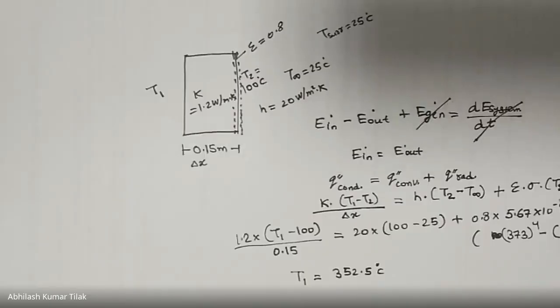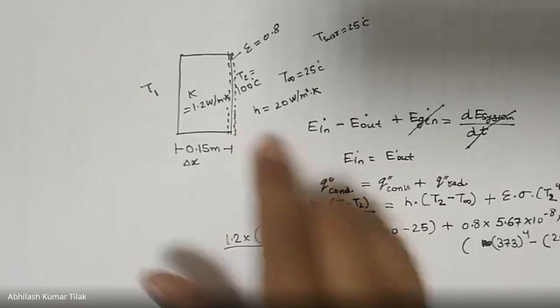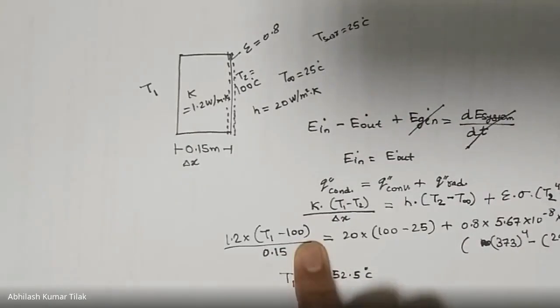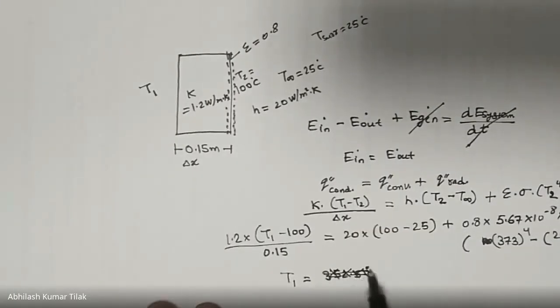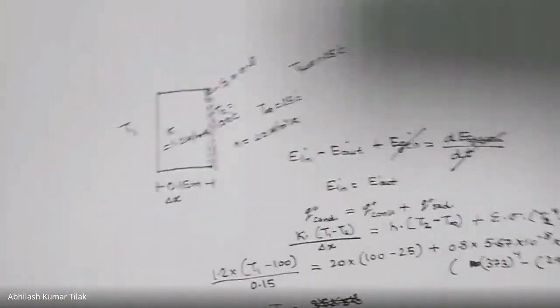Excuse me, sir. Tell me. In the first question, in conduction, heat is flowing from left to right, T1 to T2. So T1 should be greater than T2. Correct. T2 is given as 100 degrees centigrade, that is 373 Kelvin, and the answer for T1 we are getting is lower. Okay, yes, you are right, all these answers are wrong. Thank you for mentioning it. I didn't notice it.